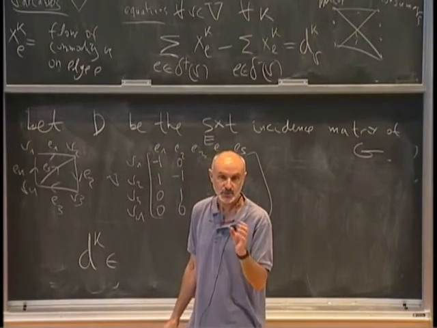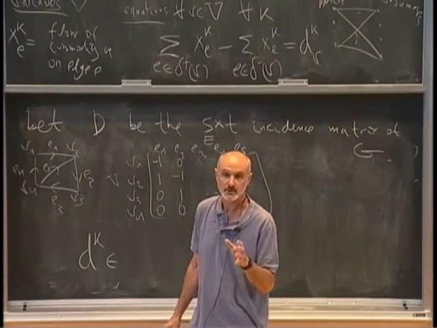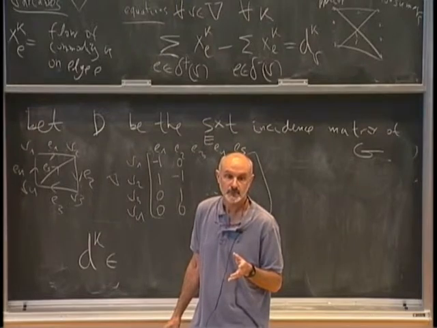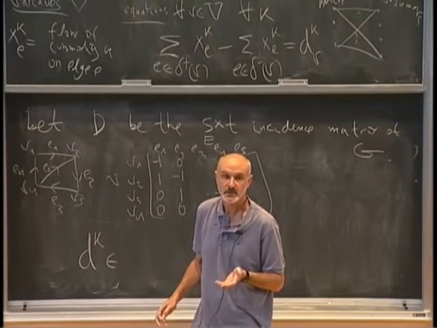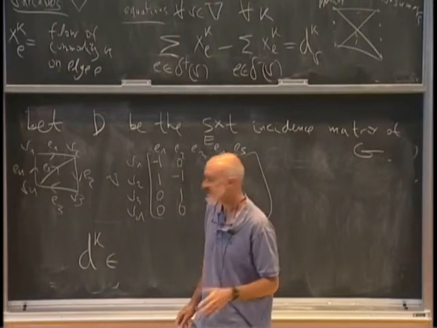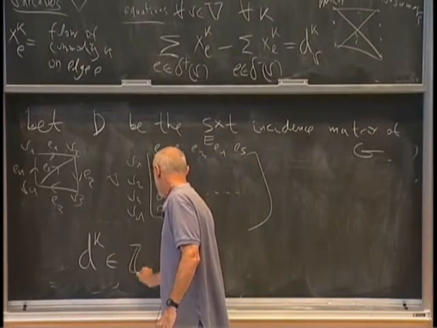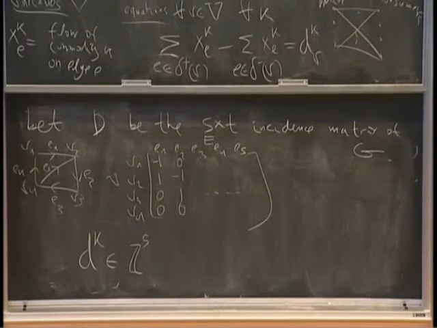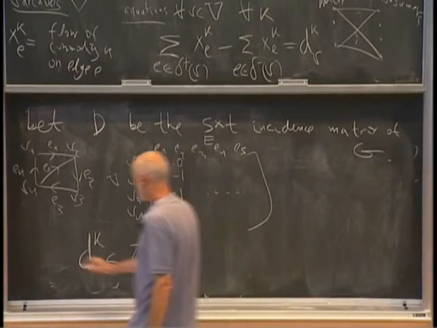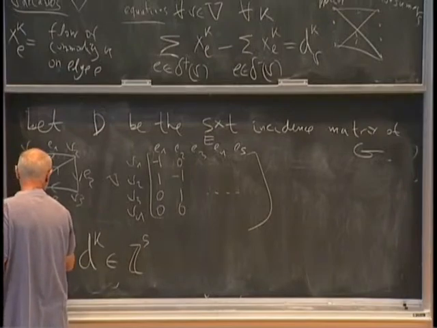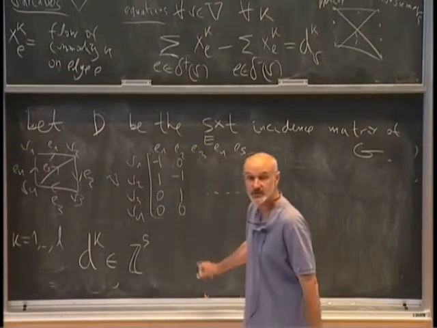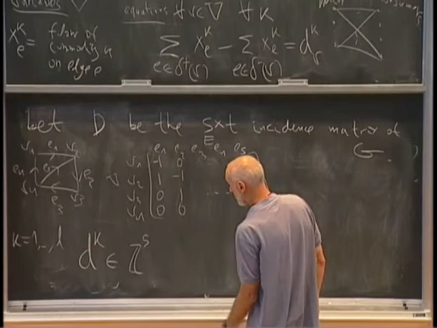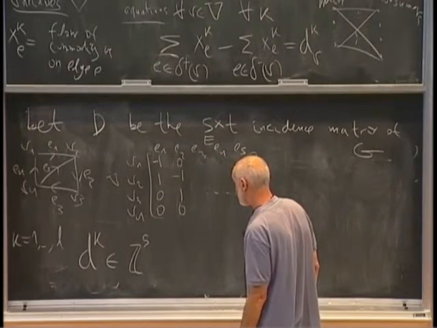The demand for each commodity is a vector in what dimension? Well, who has the demands? Vertices, right? The vertices have demand, so this is now a vector in Z^S. The flow on each commodity and the capacity are vectors in the edge space, so Z^T. And the demands for each commodity are vectors in the vertex space. They can be negative or they can also be positive, as we have seen.